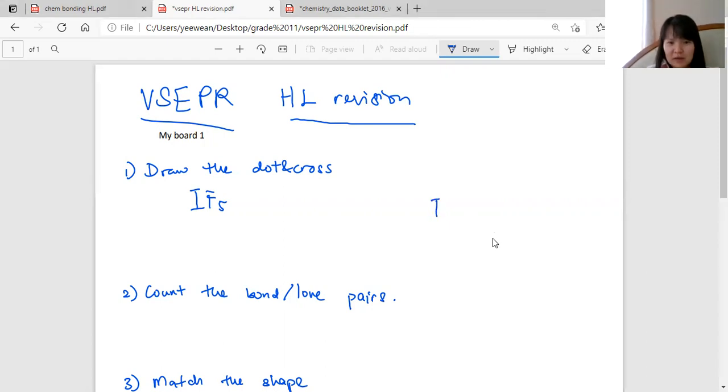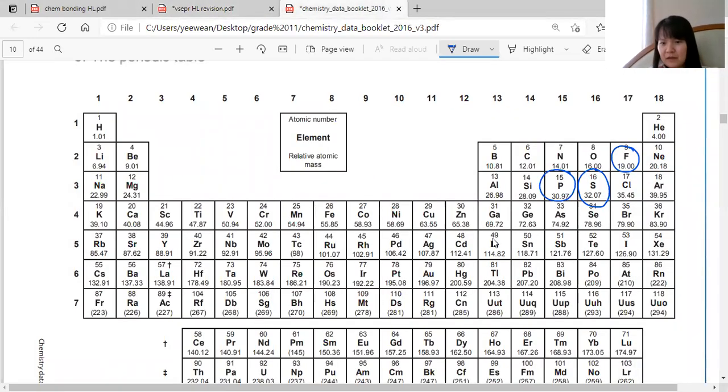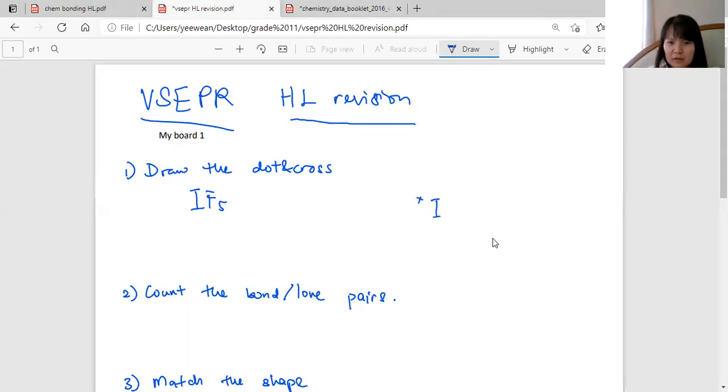Okay, I has 7 outermost electrons. 1, 2, 3, 4, 5. And I'm going to put 2 closer to each other as a lone pair because the other 5 is going to bond with the fluoride.